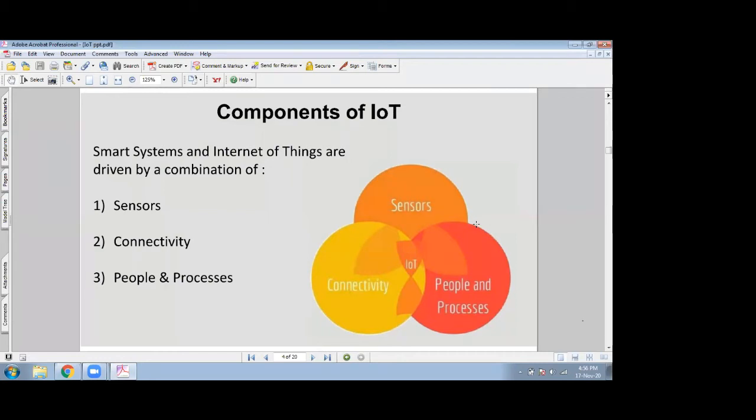basic embedded system. So the first one, I need sensors, the second one, I need connectivity through my sensors, and the third one is the people and processes. But here, people and processes basically means the devices. I am referring to the devices from where I am transferring all those data.